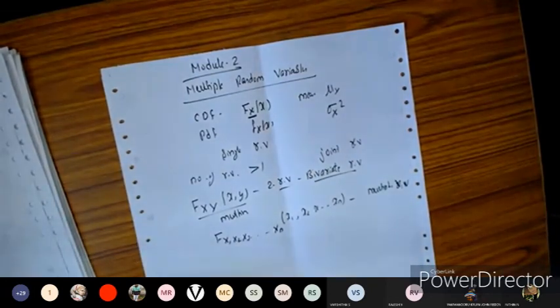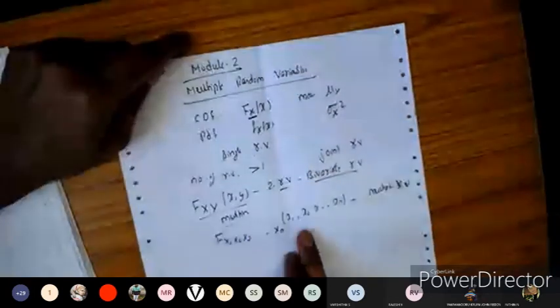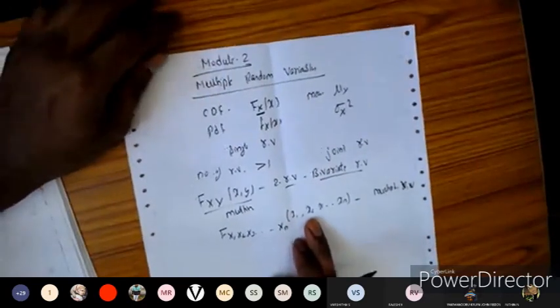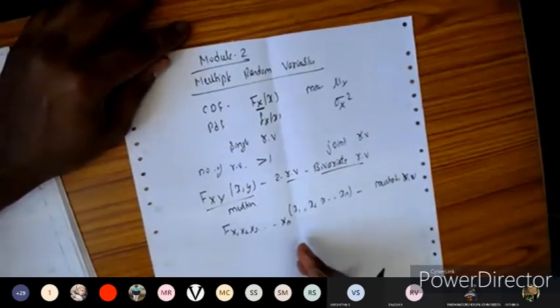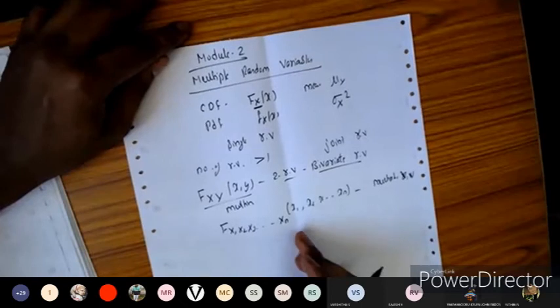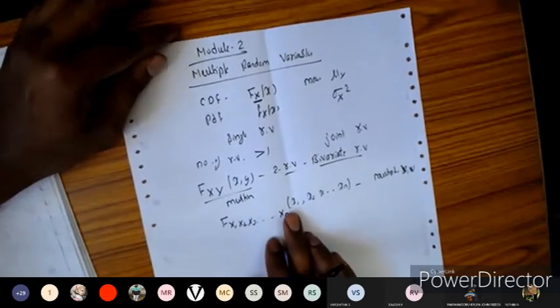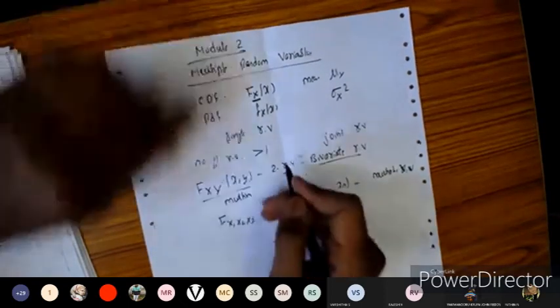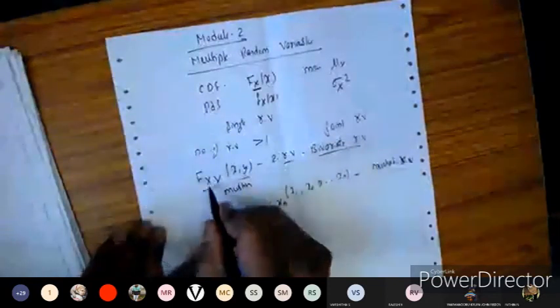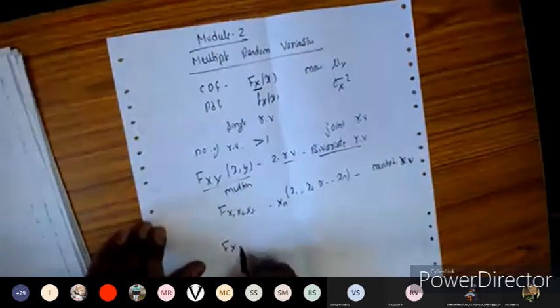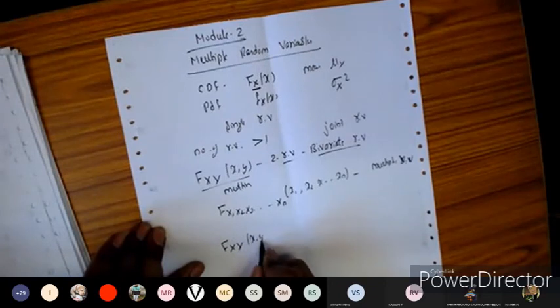I'm going to give some important equations, and I'm going to give you the notes, so you can make use of the notes for the rest of the things. Now I'm going to consider two random variables. This is called f(x, y), a bivariate random variable.